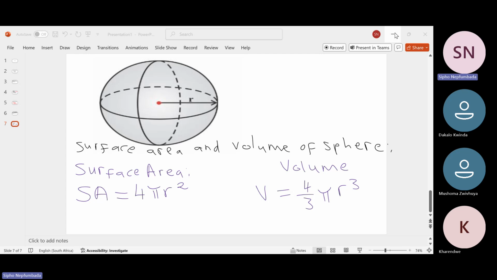Okay, now let's talk about the surface area and the volume of a hemisphere.